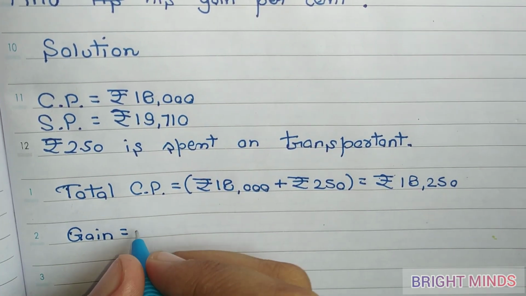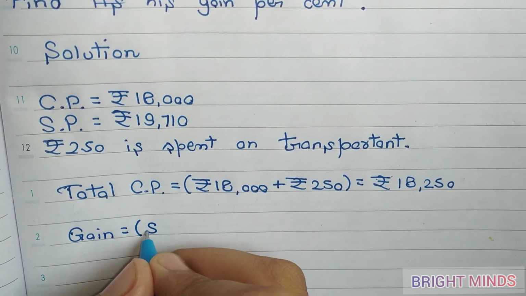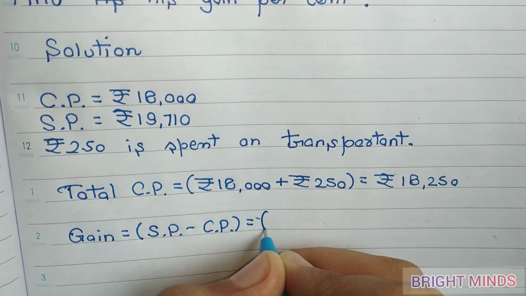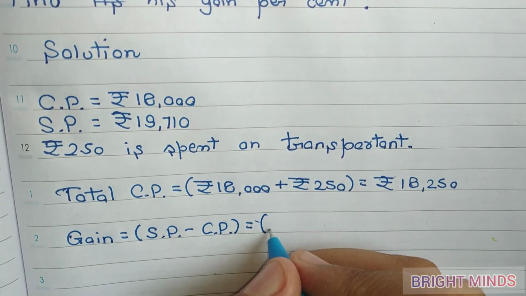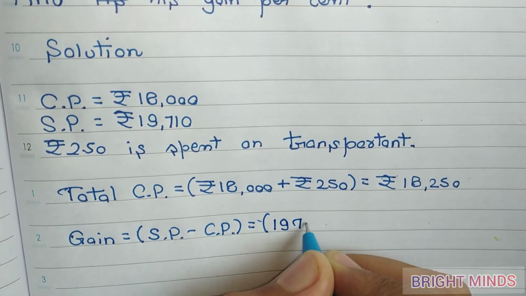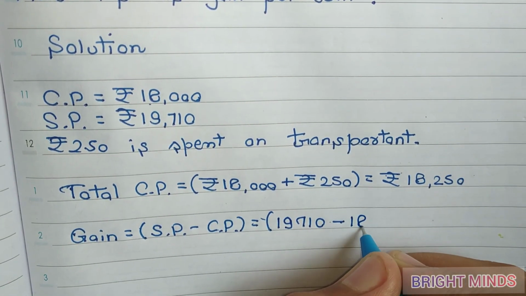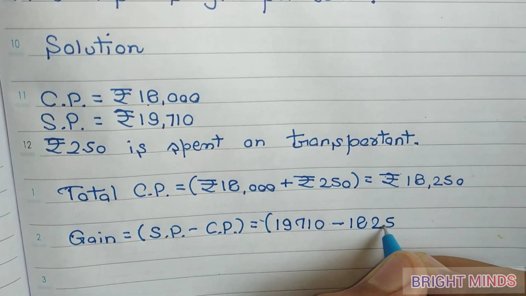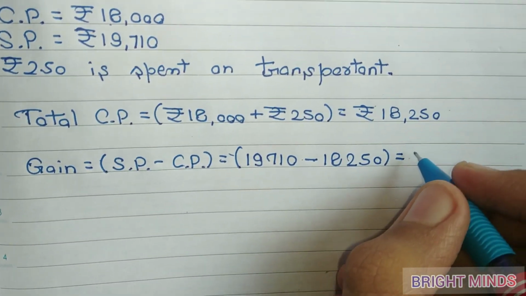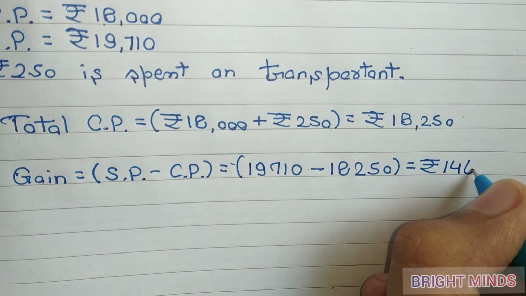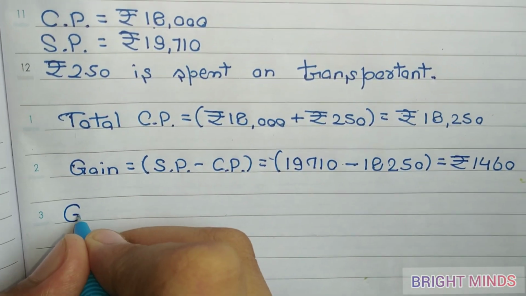is equal to SP minus CP, where SP is our 19,710 minus CP, which is 18,250, is equal to rupees 1,460.